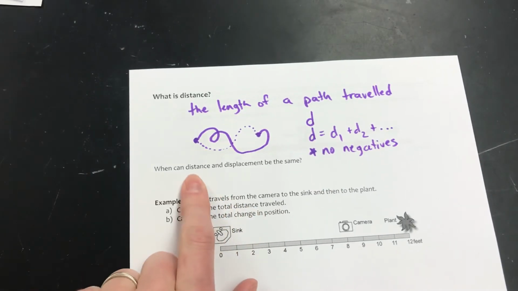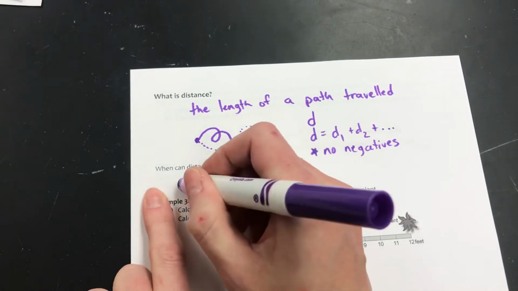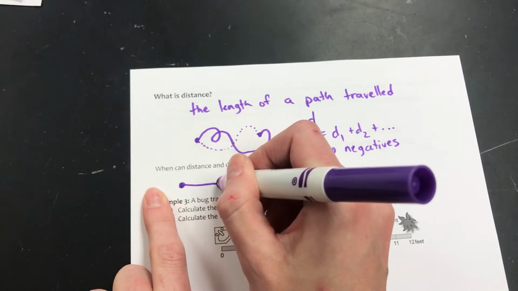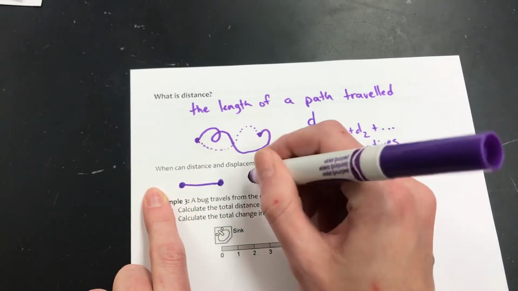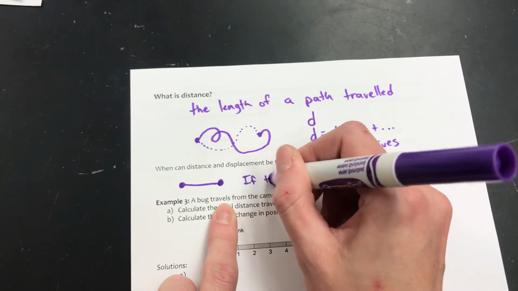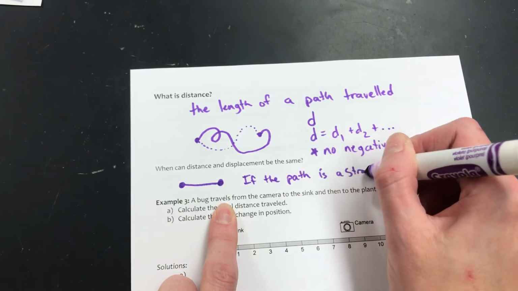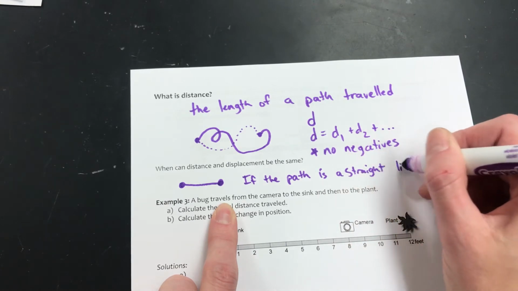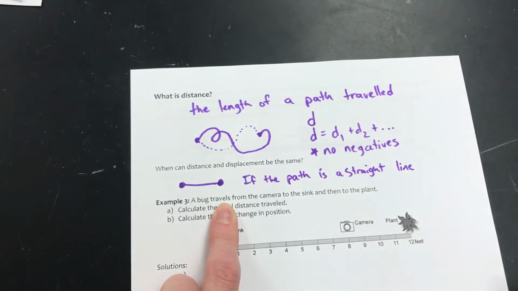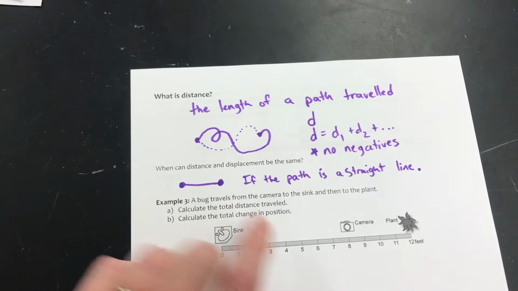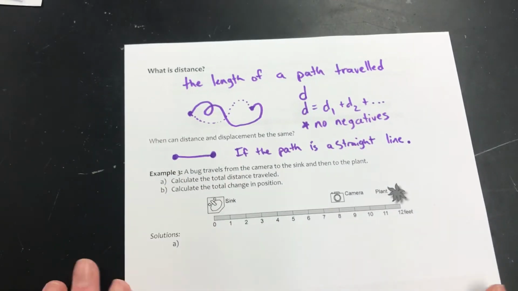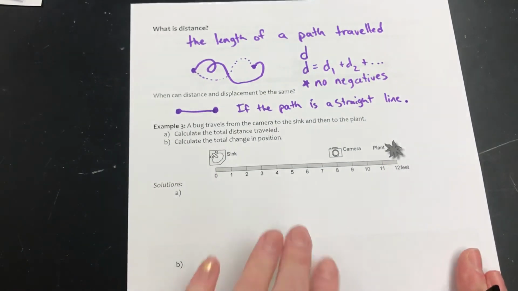There is a chance that distance and displacement could be the same, and the only time that is going to happen is if the path is a straight line. Anytime you don't go in a straight line, your distance and your displacement won't be the same. So if we go from A to B in a straight line, then it'll work. All right, now we're going to do a little bit of practicing.